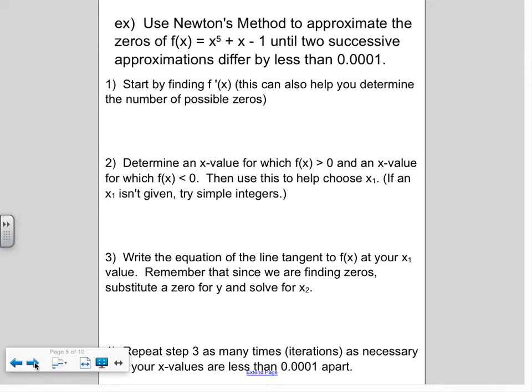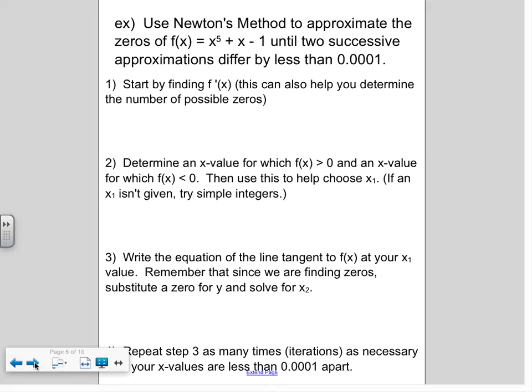So in your homework tonight, there are a lot of problems that look like this one. Use Newton's method to approximate the zeros of f of x equals x to the 5th plus x minus 1 until 2 successive approximations differ by less than 1/10,000th. So you will probably need a calculator to do a lot of this work because there's going to be a lot of decimals involved. But let's just get a start. We'll get a feel for what we're doing here.